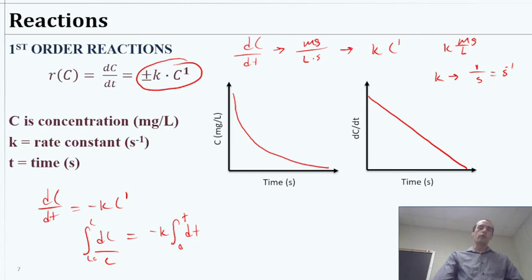the integral of 1 over x dx is the same thing we're doing here. That comes out to be a natural log. So we end up with the natural log of C minus the natural log of C naught equals, same thing we had a minute ago, -K times t. So the right-hand side didn't really change, but we had to separate the C over to the left side. That turned out to be a little bit different.